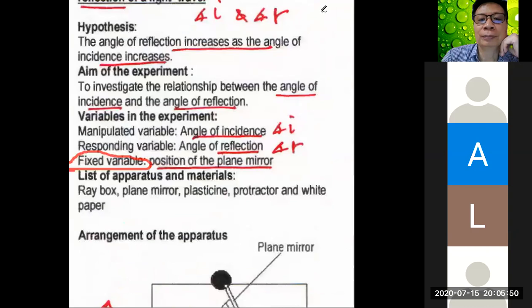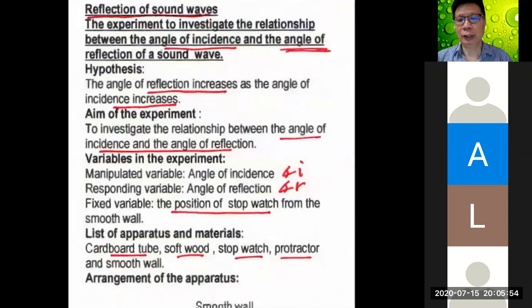Okay, next one, last one will be sound. So in this chapter, you learn water wave. After that, light wave. After that, sound wave. You know, water, light, we have just done. Now sound.